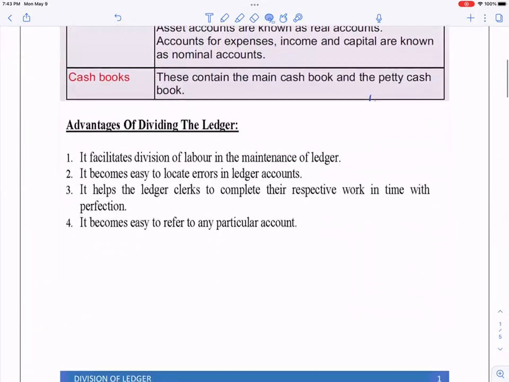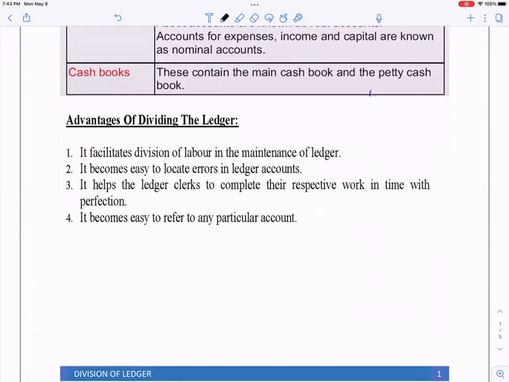What are the advantages of dividing your books into ledgers? It becomes easy to locate errors. It becomes easy to divide work among people. It facilitates division of labor. It becomes easy to refer to a particular account, and you can divide the maintaining work among different people.